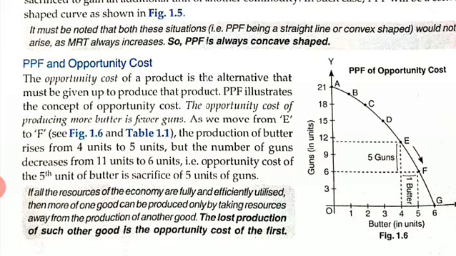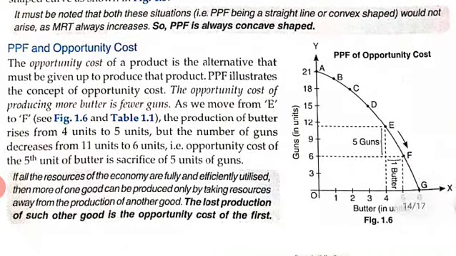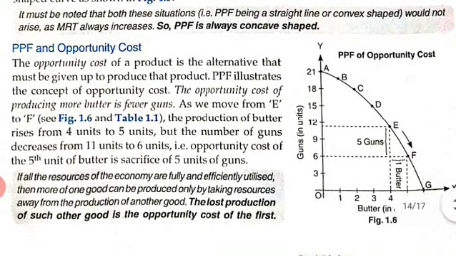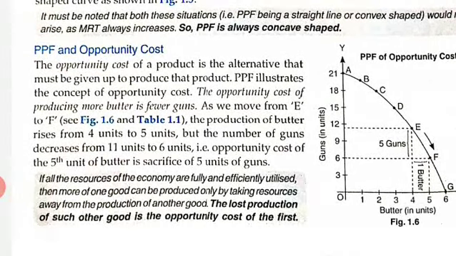As we move from point E to F in this diagram, the production of butter rises from 4 units to 5 units, but the number of guns decreases from 11 units to 6 units. That is, the opportunity cost of the 5th unit of butter is the sacrifice of 5 units of gun. So the PPF also shows this concept of opportunity cost. Both are showing the same thing. So this is about the production possibility frontier.